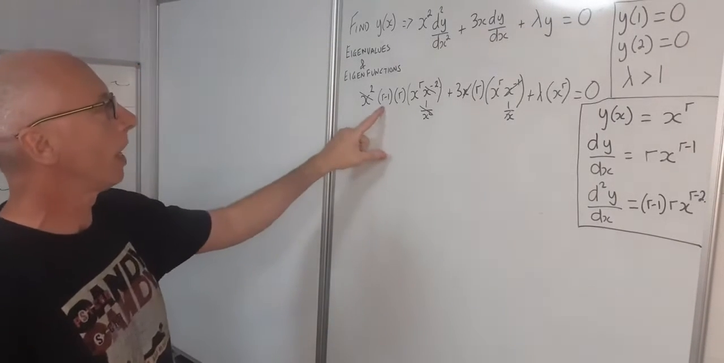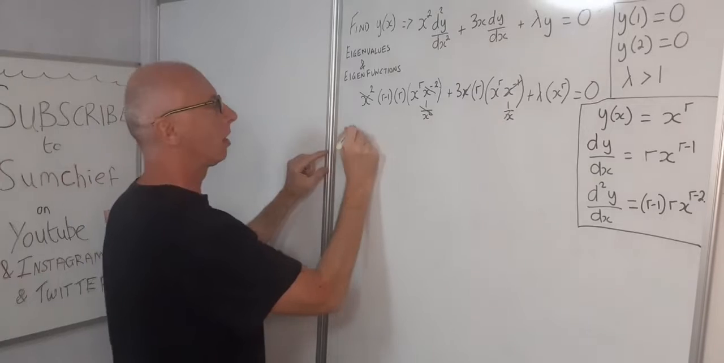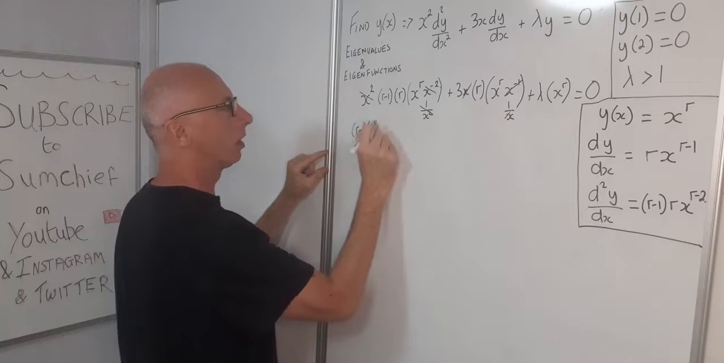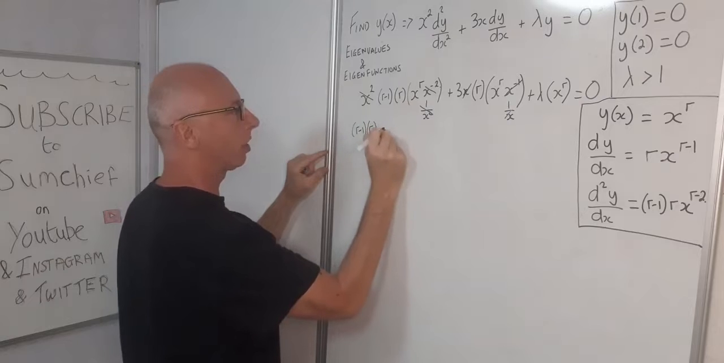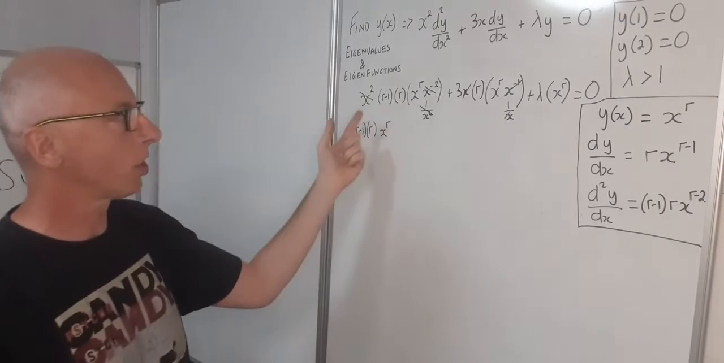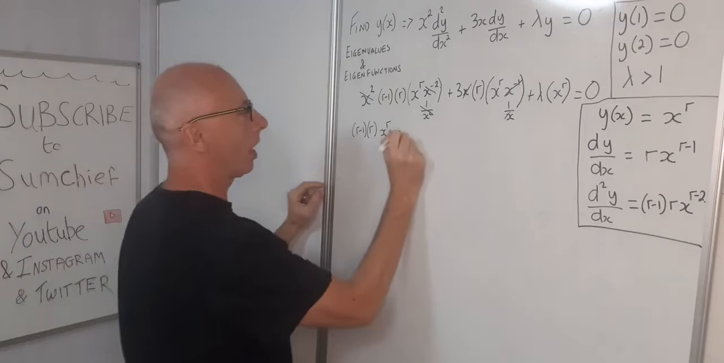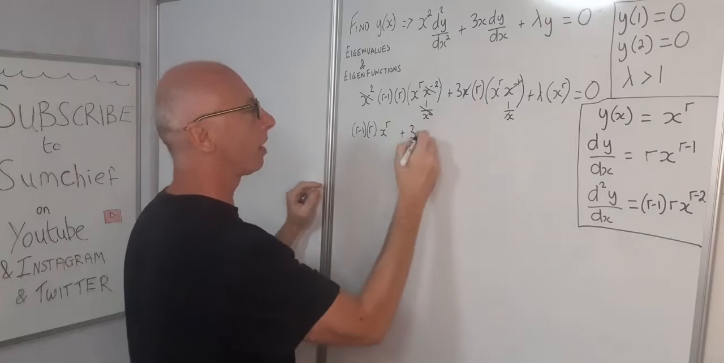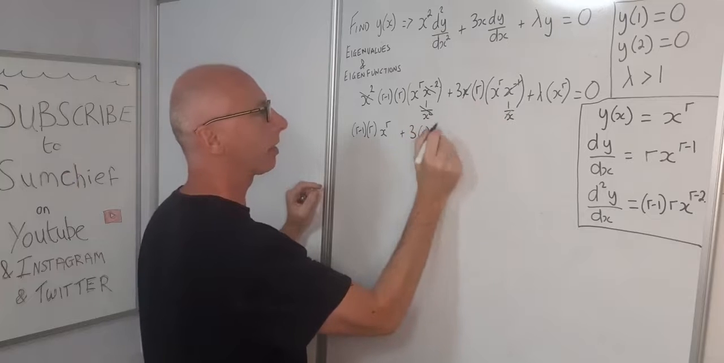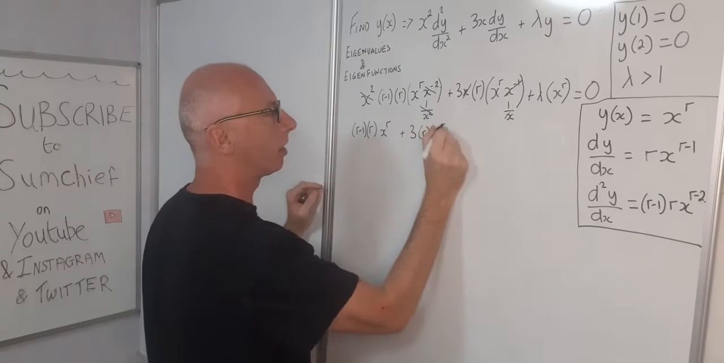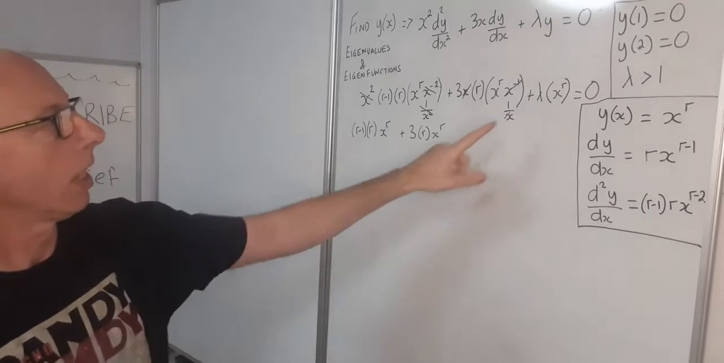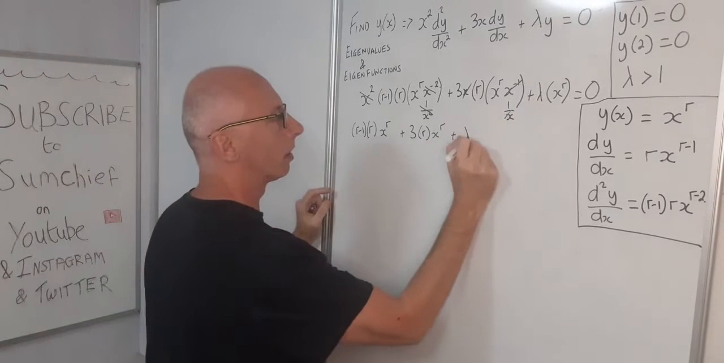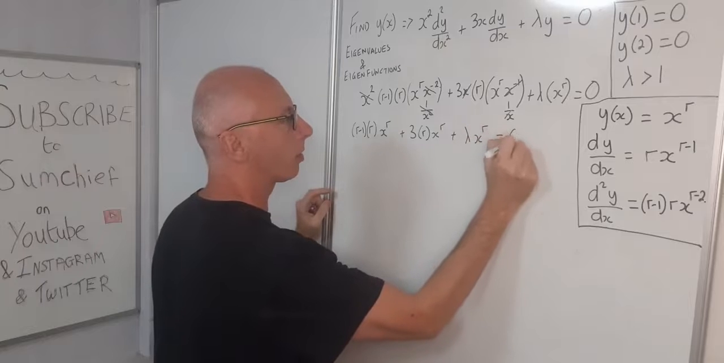So what we've got left: r minus 1, r, and then x to the r, which I'm not going to put in a bracket this time, it's just a term on its own, and then plus 3 r times x to the r. So I'm going to leave the r in the bracket and then x to the r on its own, and then plus lambda x to the r, and then that equals 0.